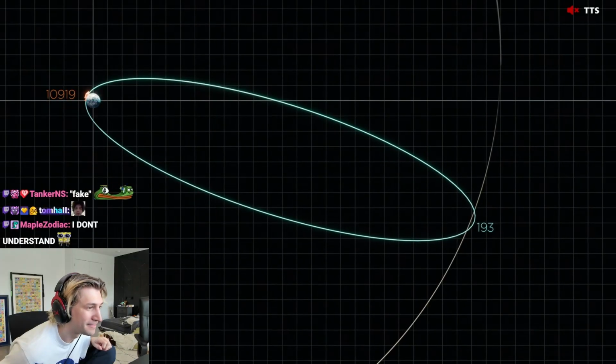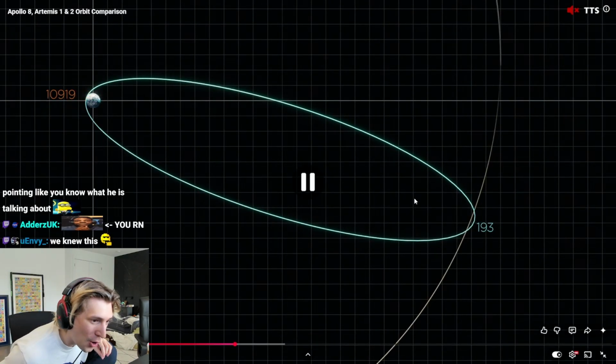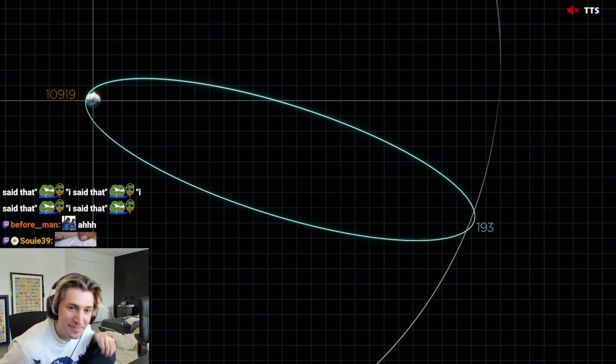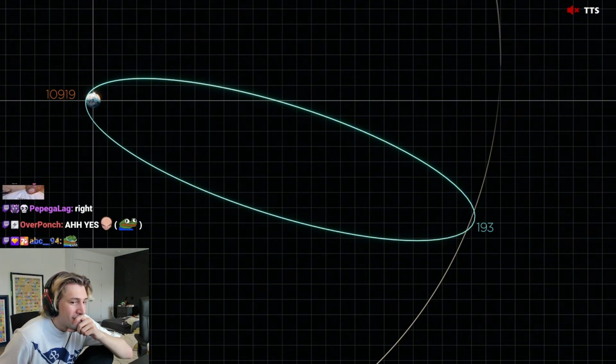It's like throwing a ball into the air, except for not. I know this. I understand this. Changing that much speed in that short of a distance is what creates this highly eccentric orbit.